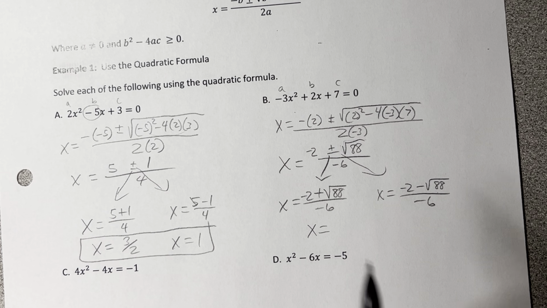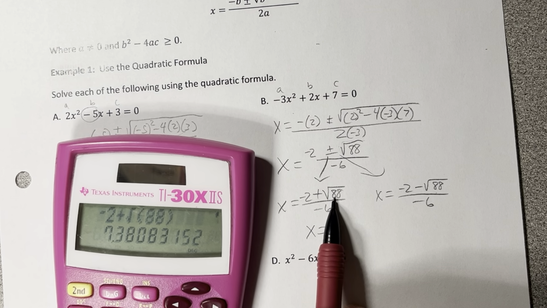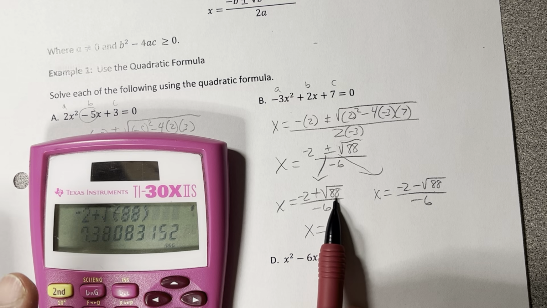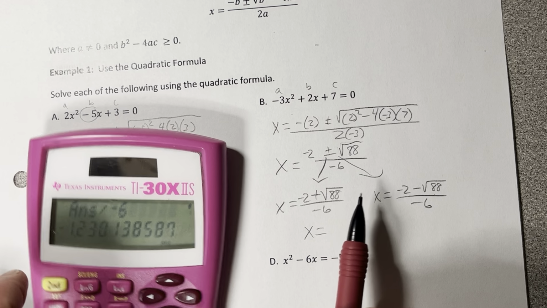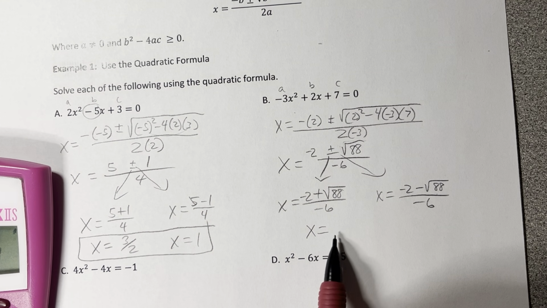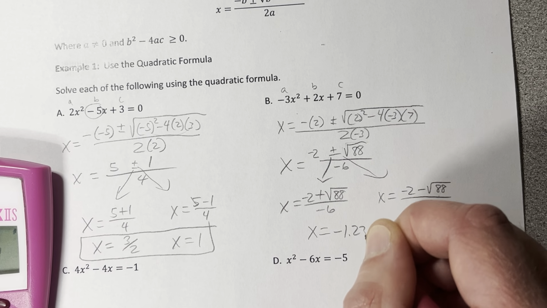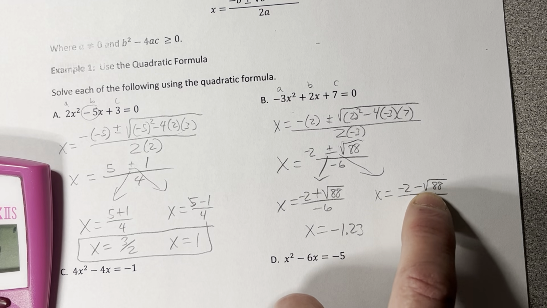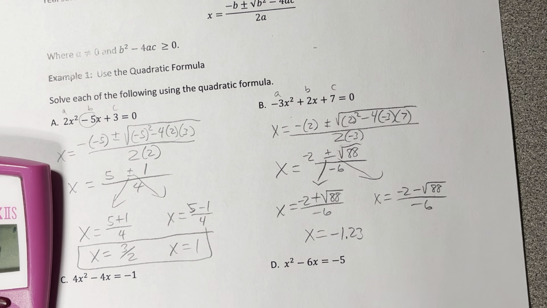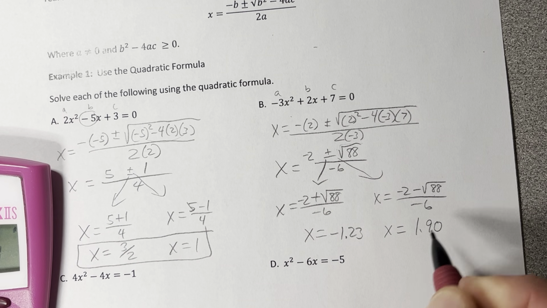Oh, and just a heads up, what I do is I do -2 plus square root of 88, and then I hit the equal sign, and then I leave that in my calculator, divide by -6. And that way, I'm only rounding at the very end. I get -1.23 if I round to the nearest hundredth. So yeah, do this in your calculator, hit equals, then divide by -6. And you'll get 1.90.